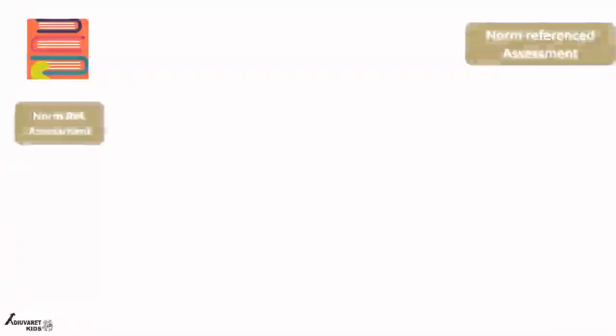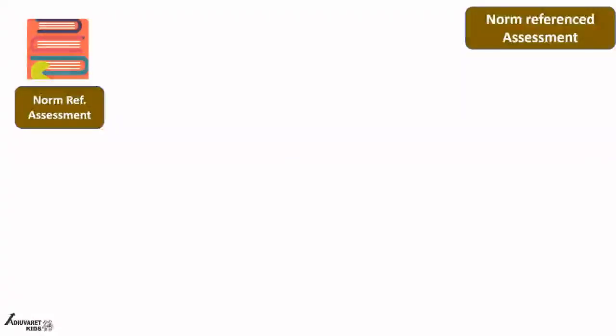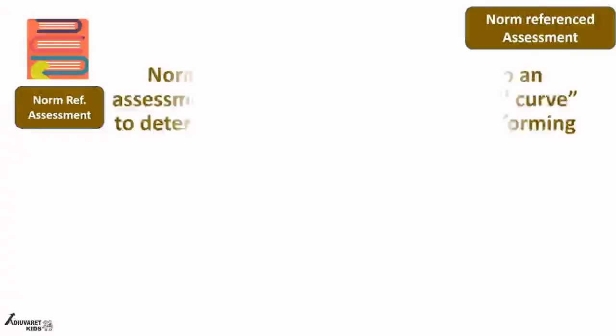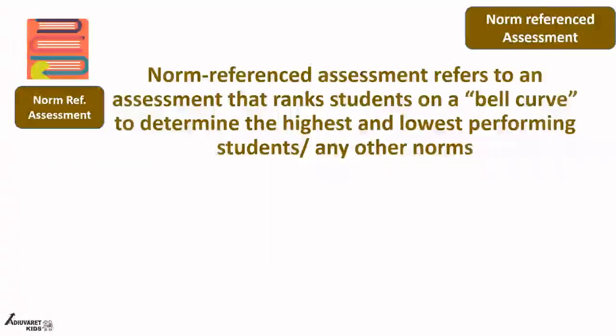Moving further, the next one is the norm referenced assessment. Now, what is this norm referenced assessment? It refers to an assessment that ranks students on a bell curve to determine the highest and lowest performing students, or on any other norm. Bell curve, I will not take you into the technicality of a bell curve. Bell curve is actually called a normal distribution.